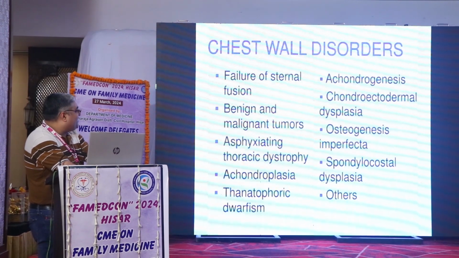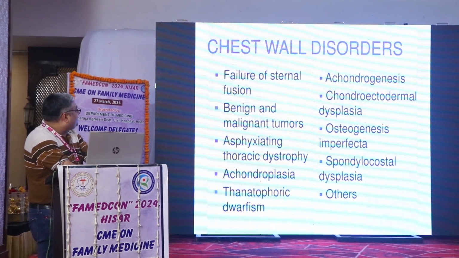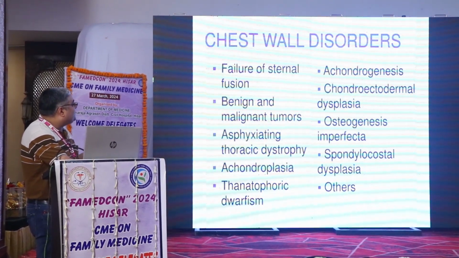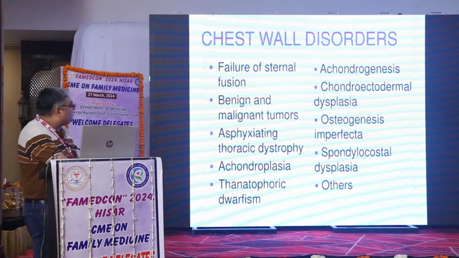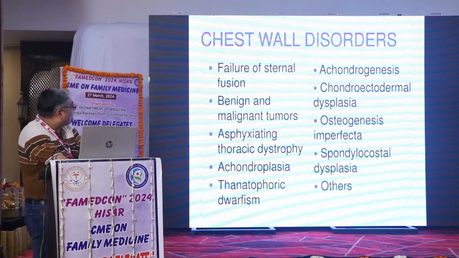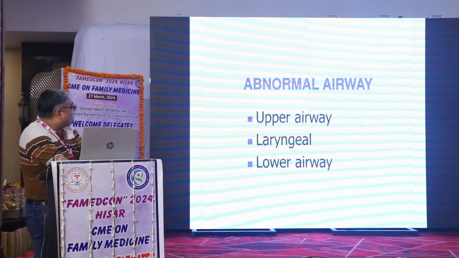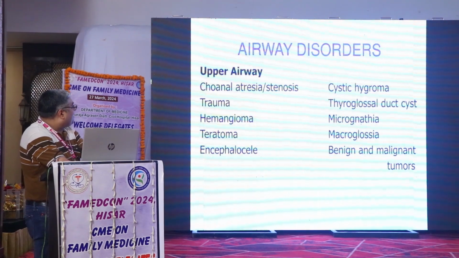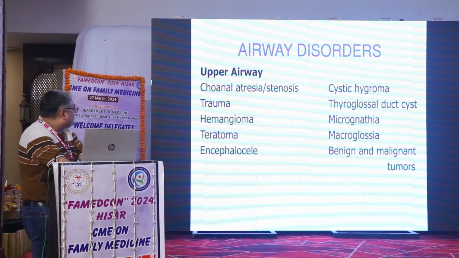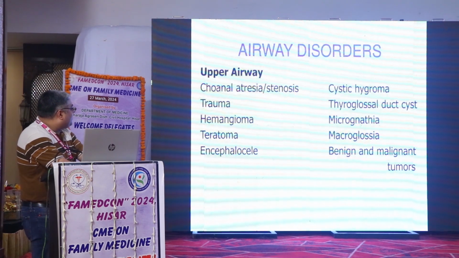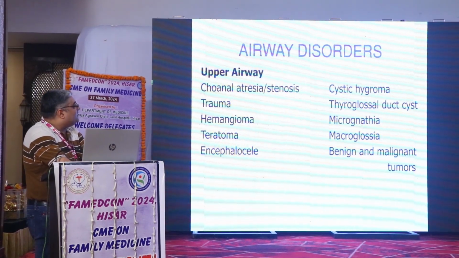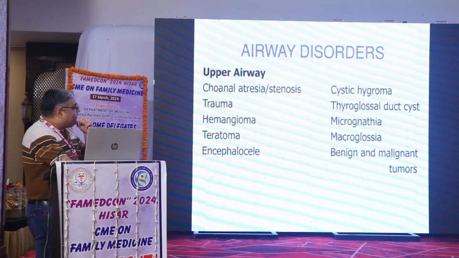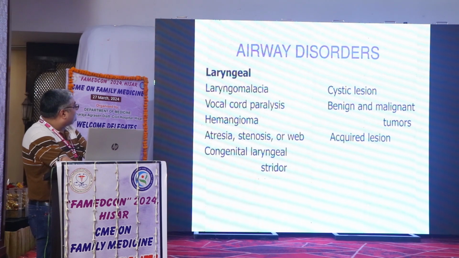Then chest wall disorders, very rare to be seen. Failure of sternal fusion and asphyxiating thoracic dystrophy, chondrodysplasia, then achondrogenesis, osteogenesis imperfecta, very rarely we see. And then airway abnormalities can be upper airway, laryngeal or lower airway. Upper airway can be choanal atresia, stenosis, trauma to the upper airway, hemangioma, teratoma, encephalocele, cystic hygroma, Pierre Robin sequence, micrognathia, retrognathia, benign and malignant tumors of the upper airway.